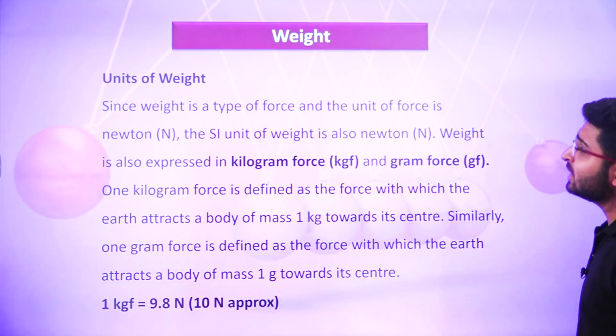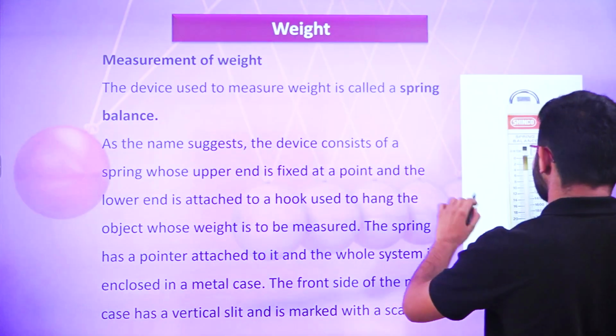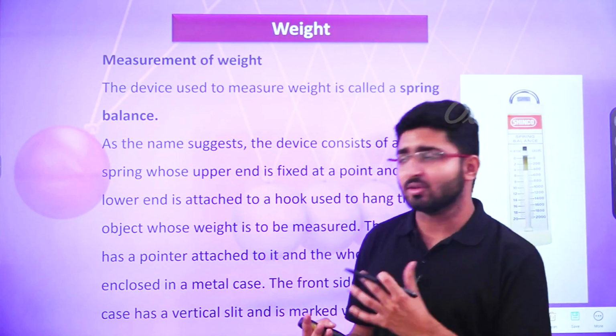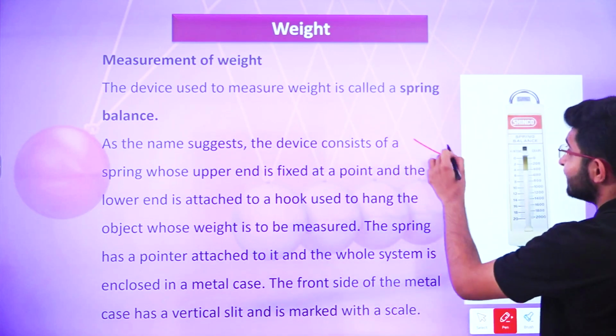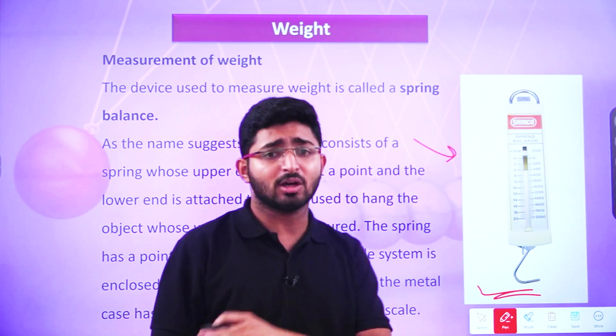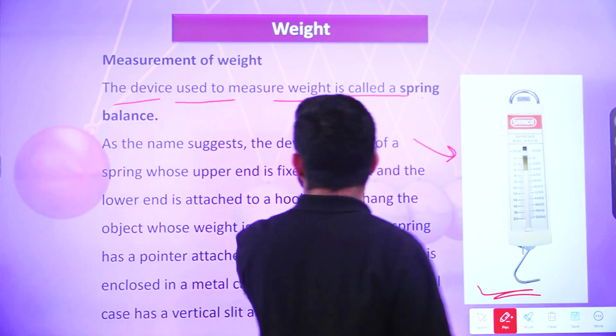Now, moving ahead, we have the next topic, that is measurement of weight. As we studied the measurement of mass, where there were different instruments to measure the mass of an object, in the same way for weight we have an instrument, the spring balance. It is used for the measurement of the weight of an object. The device used to measure weight is called a spring balance.